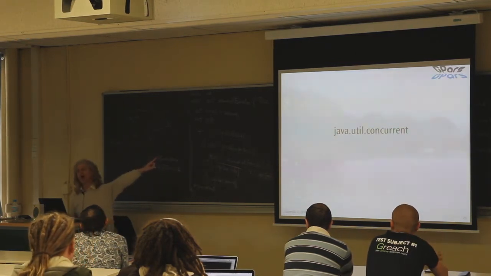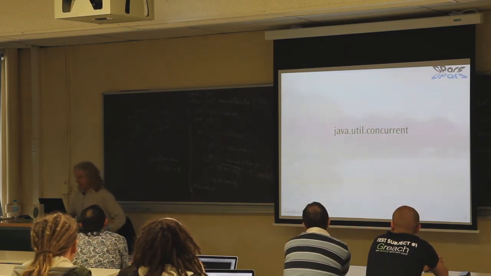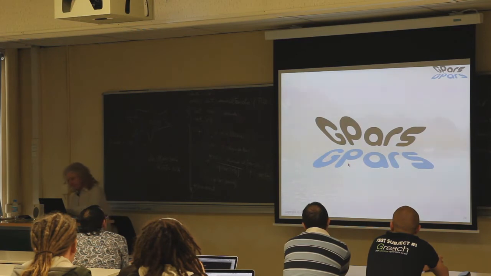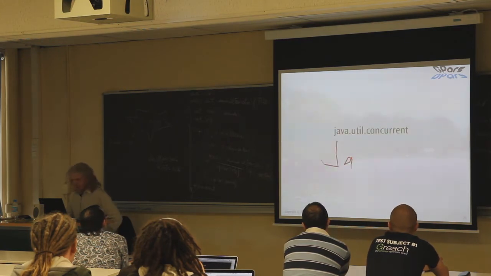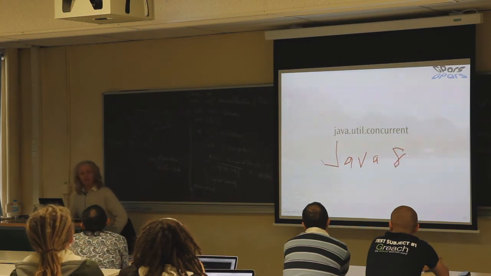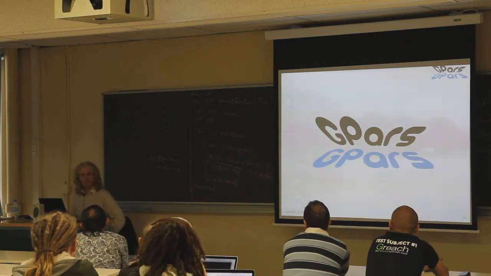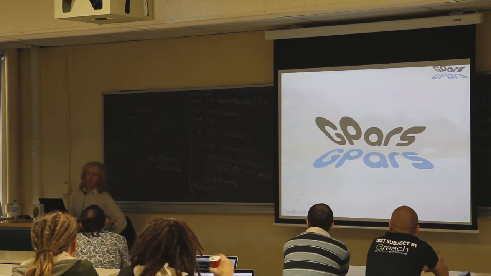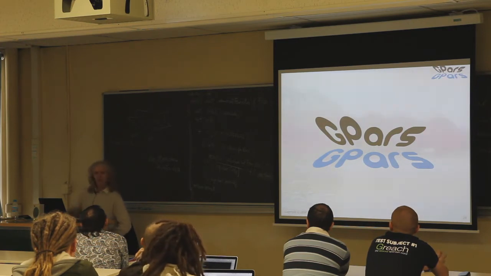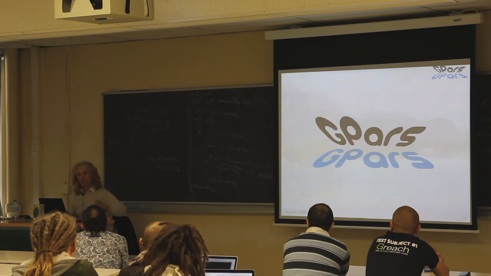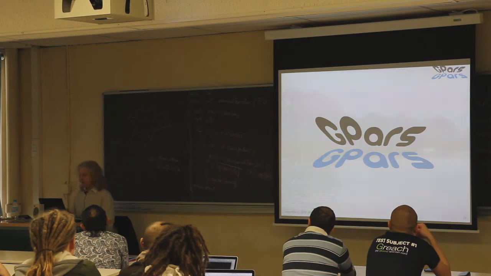But good stuff. Even better now that we're in Java 8. We like Java 8. java.util.concurrent just got a whole lot better. But of course, you guys get GPars, which is basically a Java 5 and Java 6 version of Java 8. So the idea is that you're not going to need it anymore. Except that you will, because there are things in GPars like dataflow and CSP that haven't yet made it into Java, but hopefully, eventually, they will.